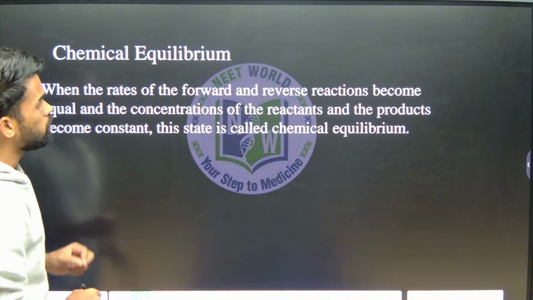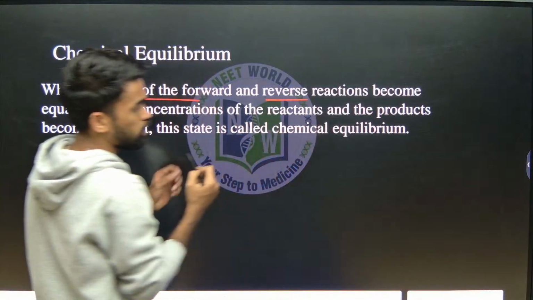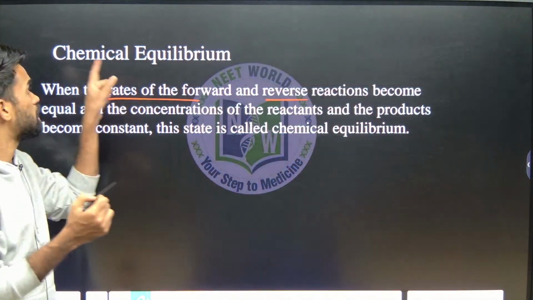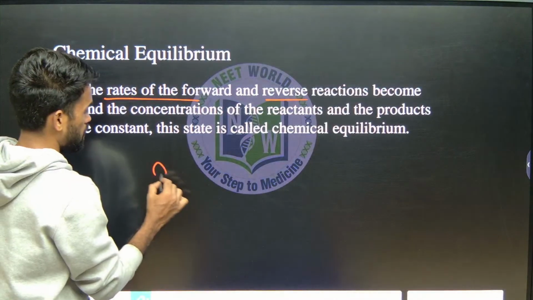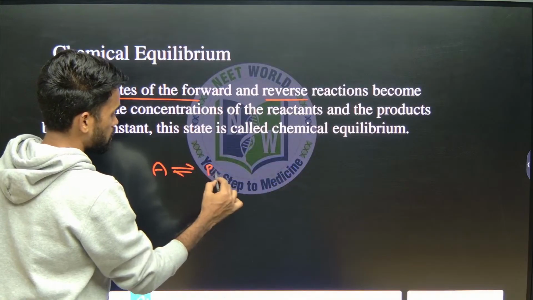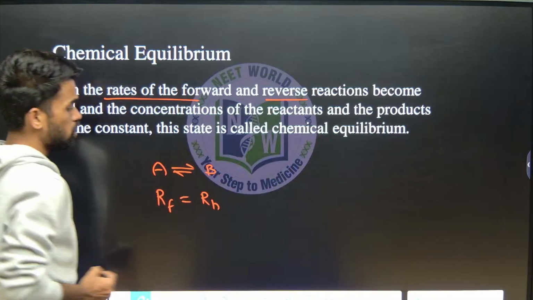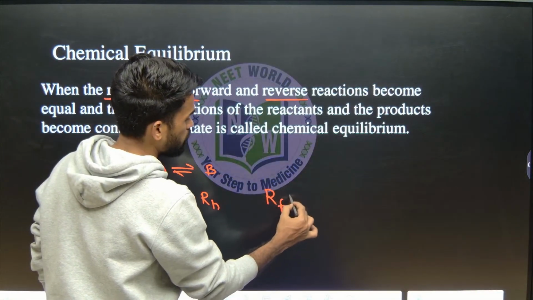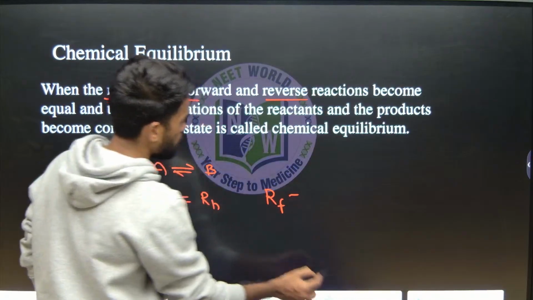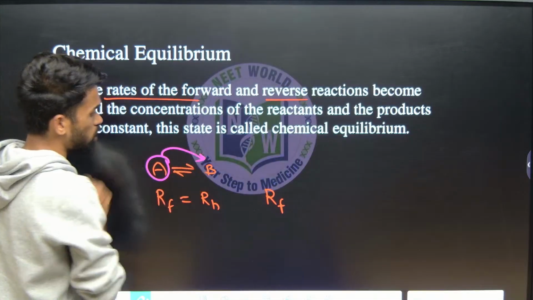So what I told you: if the rates of forward and backward reactions are equal, then that state can be considered the equilibrium state. For example, again I am writing A is in equilibrium with B, so the rate of forward will be equal to the rate of backward. How can you write the rate of forward reaction? Rate of forward means moving from A to B.